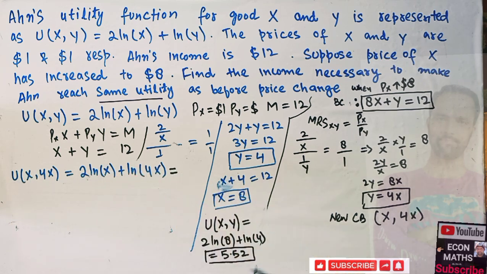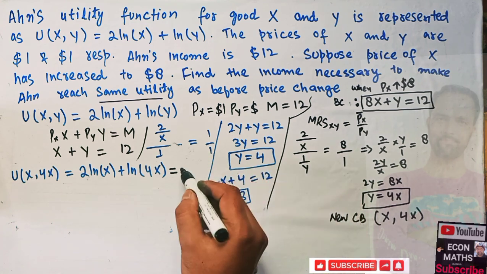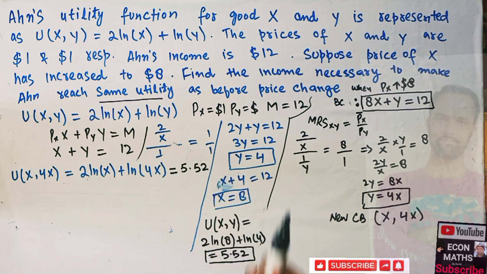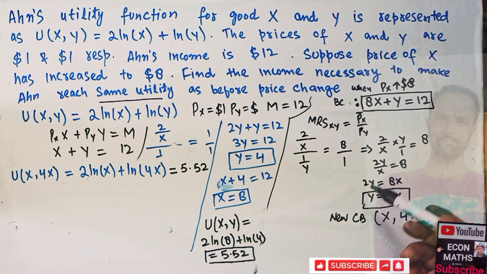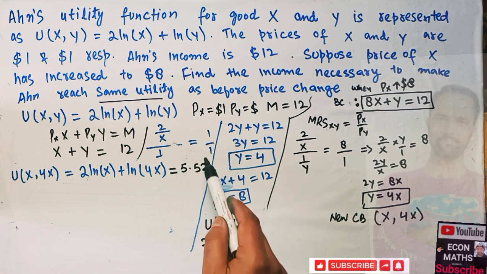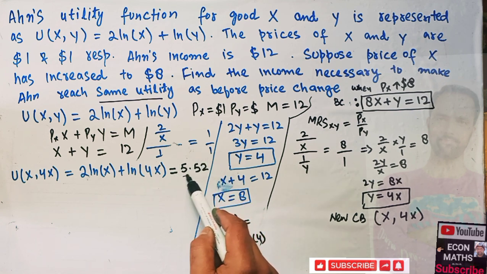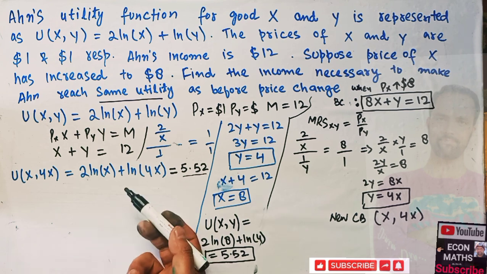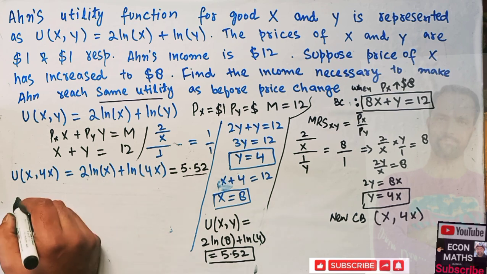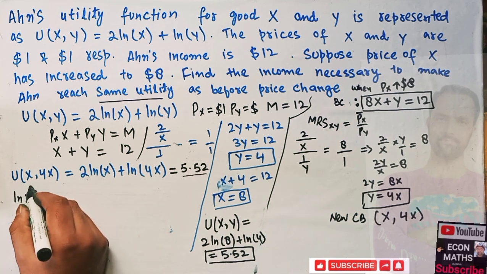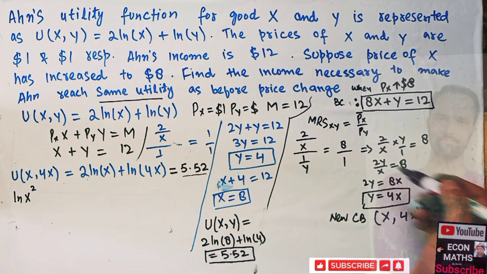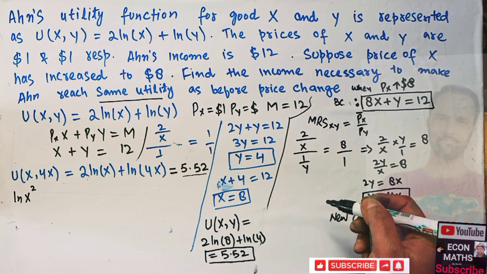What was our old utility? We calculated that, it came out to be 5.52. That means 5.52. Simple thing, don't get confused here. We just plugged the new consumption bundle in our old utility function and equated it with the utility of the old one. So we can write it like this. 2 ln of x can be written as ln x square by the rules of logarithm. Let me explain how I get this very thing.